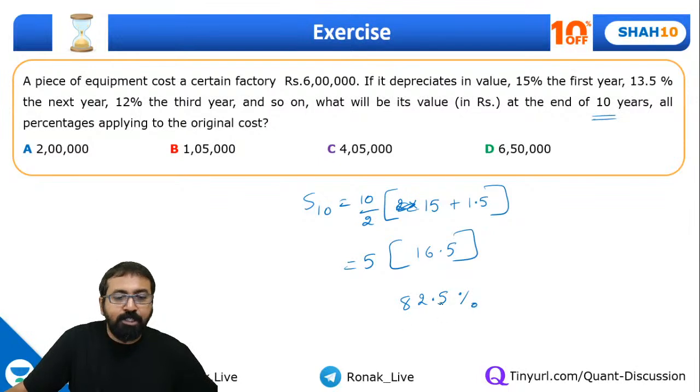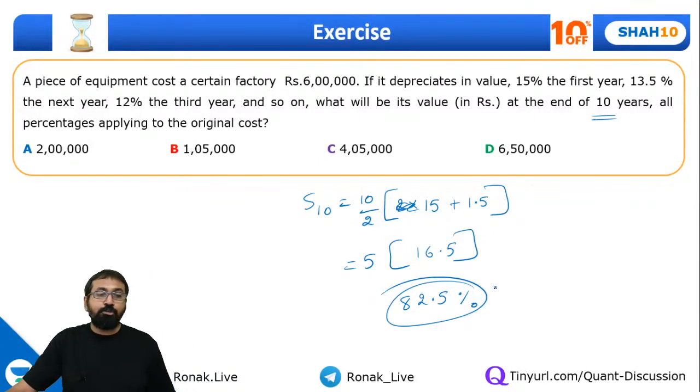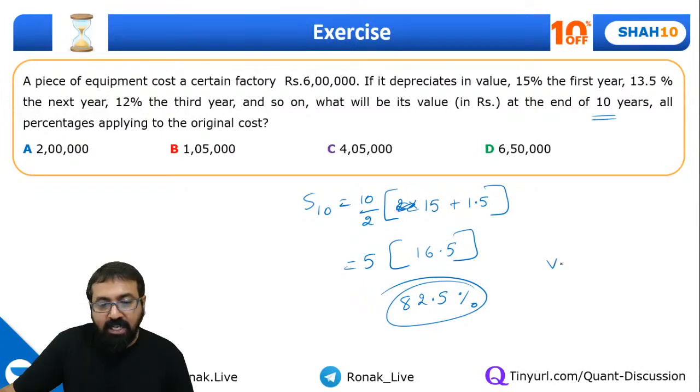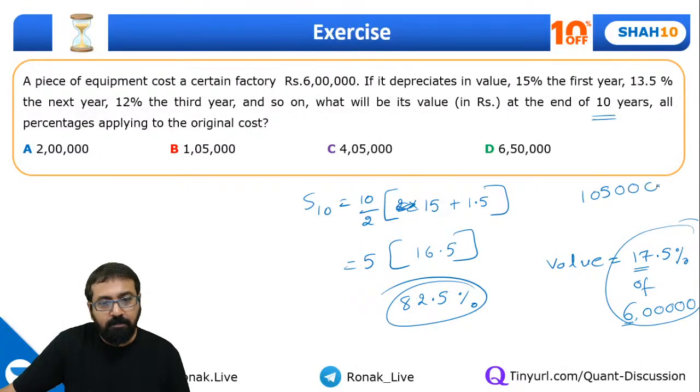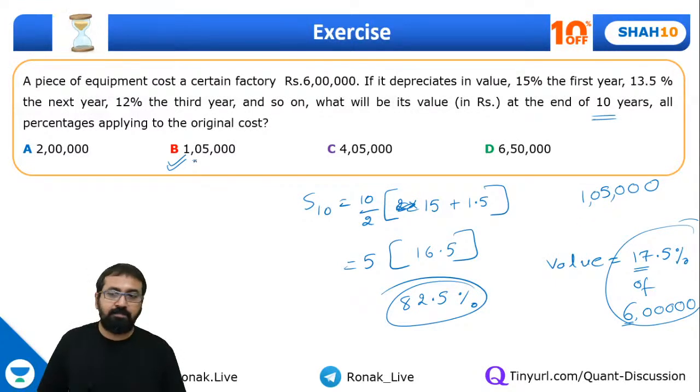So it will depreciate by 82.5%. So can I say its value will be equal to 17.5%? The value will be equal to 17.5% of the 6 lakhs. So quickly find out this thing. 17.5% of 6 lakhs, guys. 17 sixes are 102. 0.5 into 6 is 3. So this will come out to be 105. And put a few zeros, 3 zeros. So 1,05,000 is the answer.